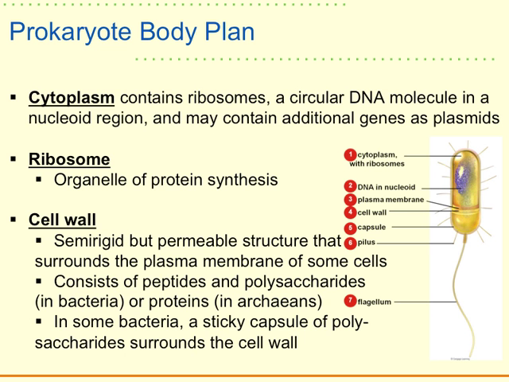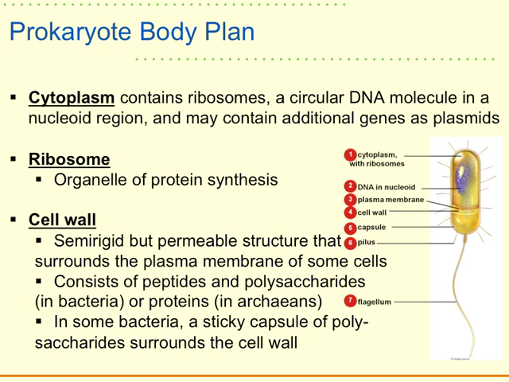So let's take a look at this body plan. For prokaryotes, we do have that cytoplasm. It contains ribosomes, the circular DNA in the nucleoid region, and it contains some additional genes as plasmids. We'll learn about those more later when we talk about biotechnology. Ribosomes are the organelle of protein synthesis. We've heard that already in the lecture today, and we're going to hear it more and more. You got to make proteins, because proteins are doing lots and lots of functions in life, and so you need to have an organelle that's making those proteins, and the ribosome is that organelle.